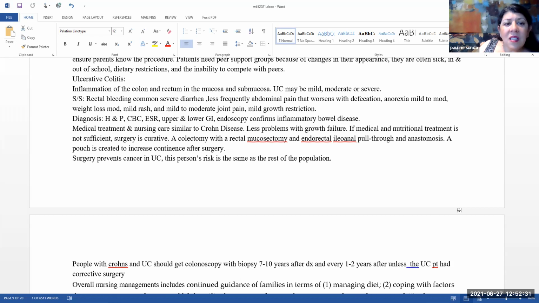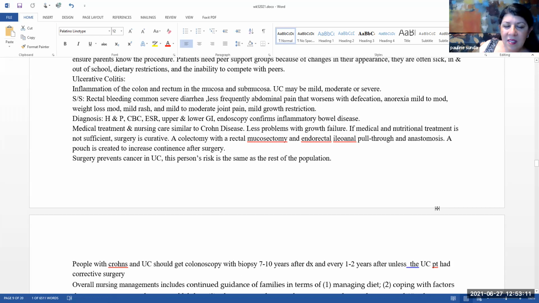Diagnosis: history and physical, CBC, ESR is elevated, and upper and lower GI and endoscopy confirm the inflammatory bowel disease. Medical treatment and nursing care are similar to Crohn's disease. They have fewer problems with growth failure. If medical and nutritional treatment is not sufficient, surgery is curative. A colectomy with a rectal mucosectomy, an endorectal ileoanal pull-through, and an anastomosis with a pouch created to increase continence after surgery is considered curative.